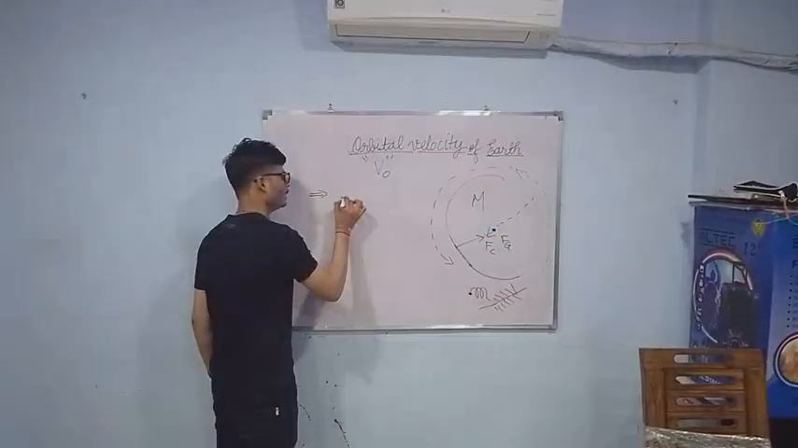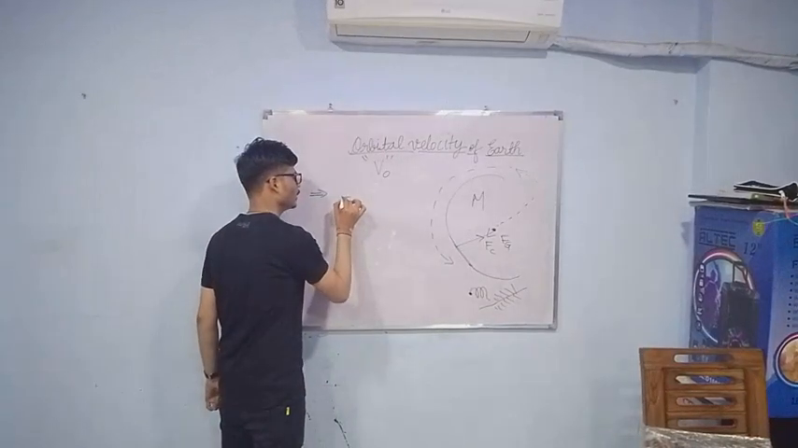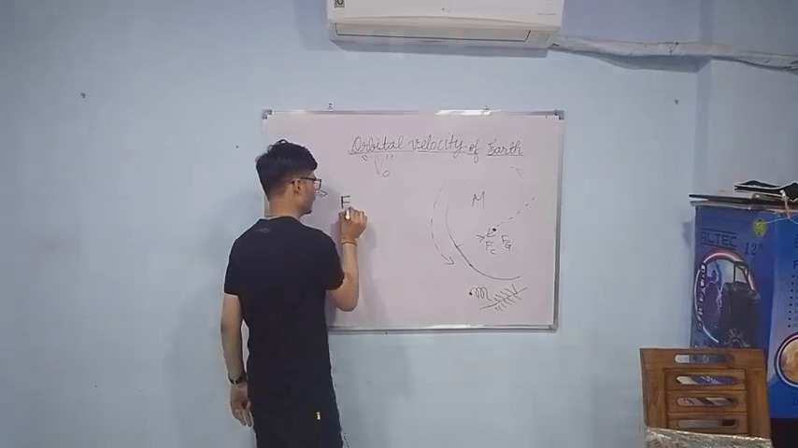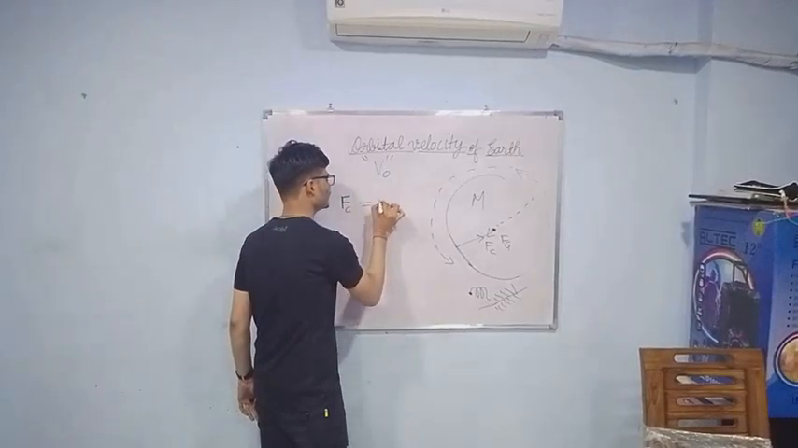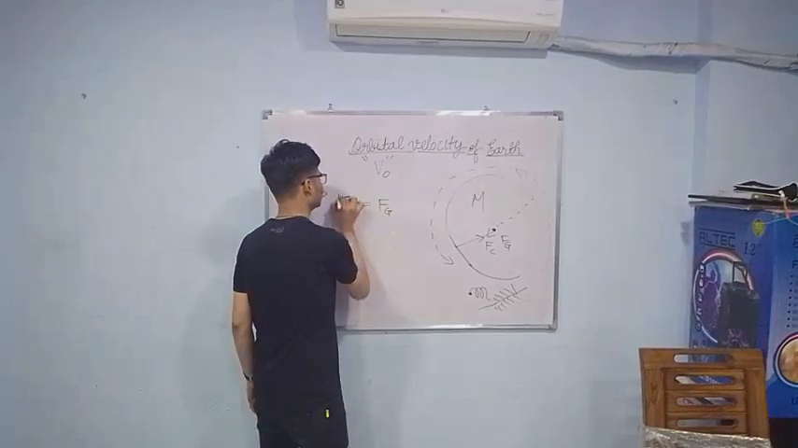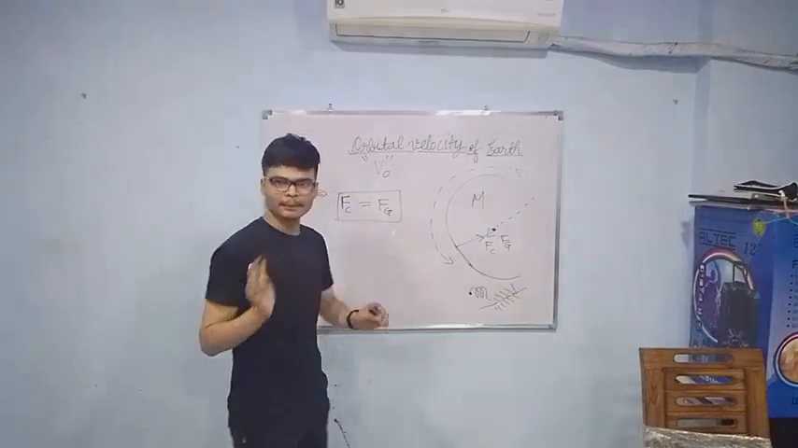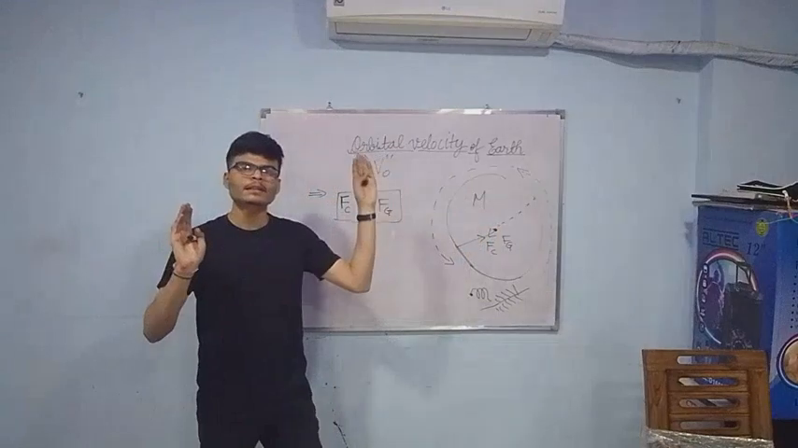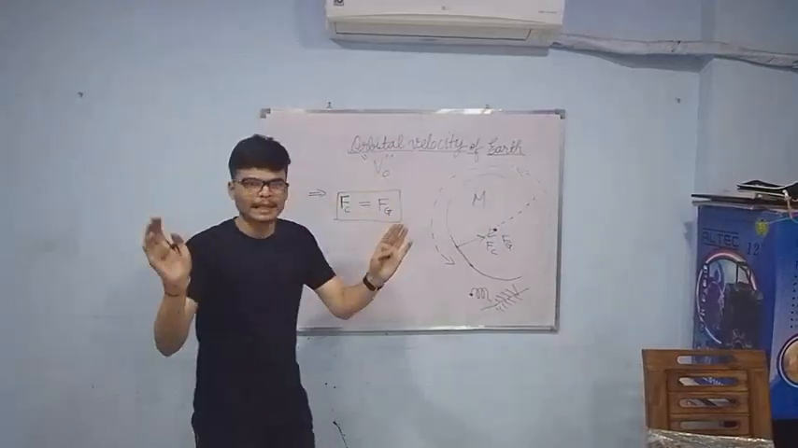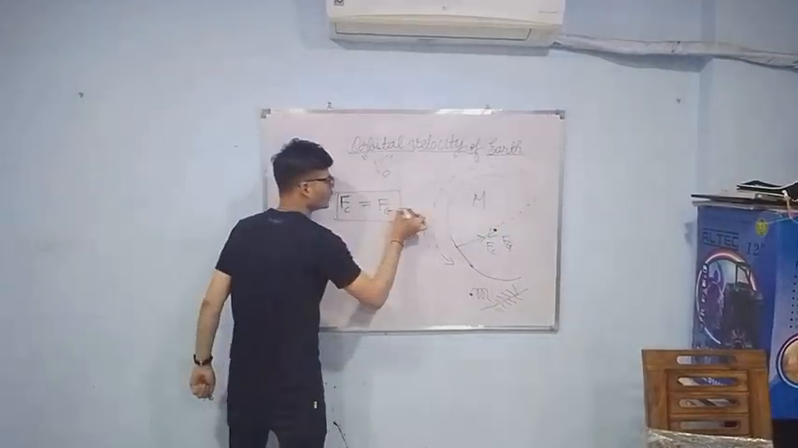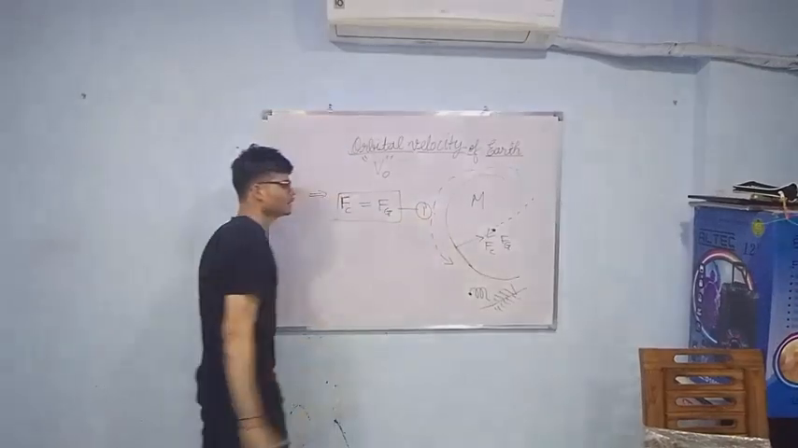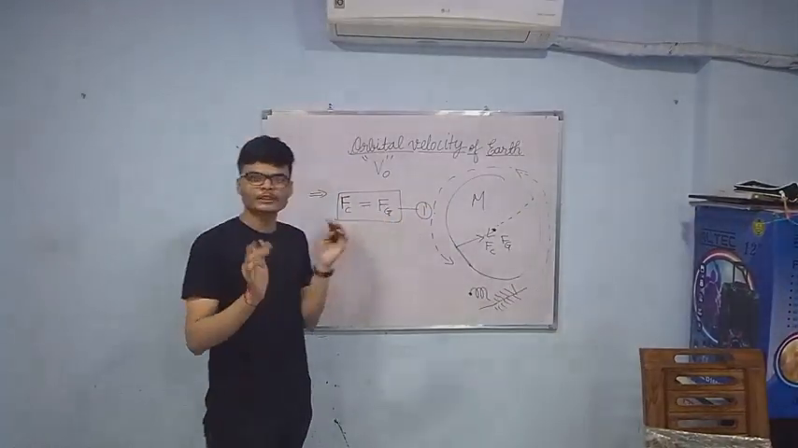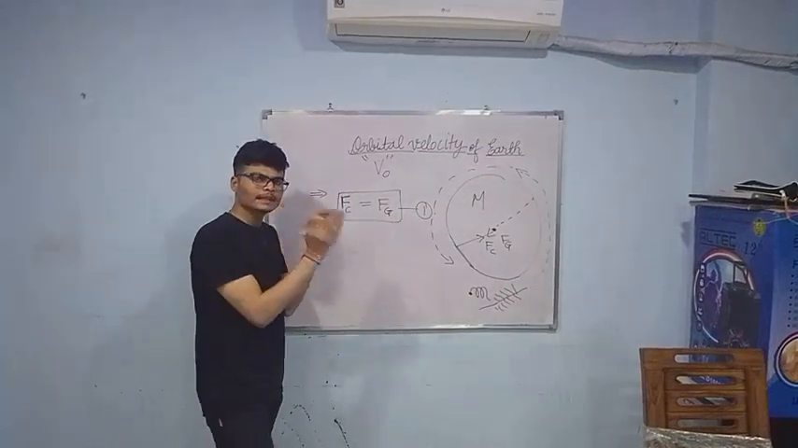So in order to move a satellite around the Earth in a circular orbit, the centripetal force Fc must be equal to the gravitational force Fg between Earth and the satellite. So this will be the first equation. In a circular orbit, Fc must be equal to Fg. Every time we will equate these two.